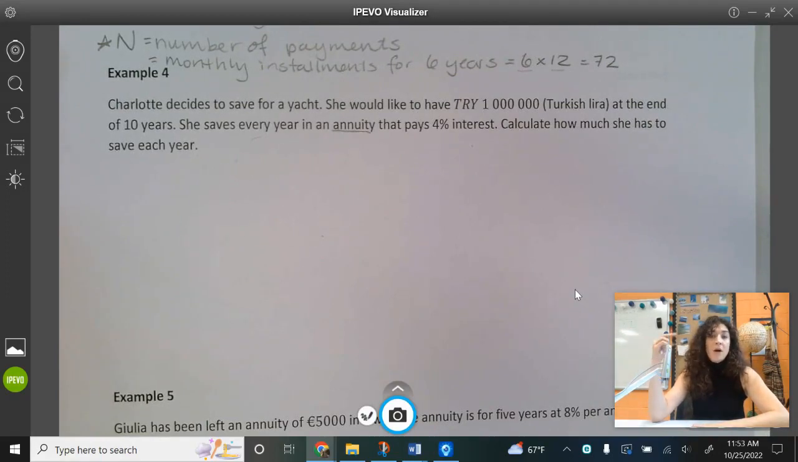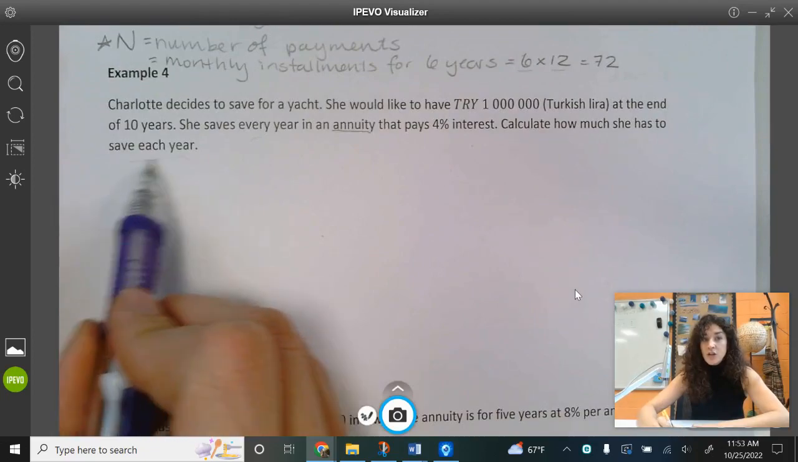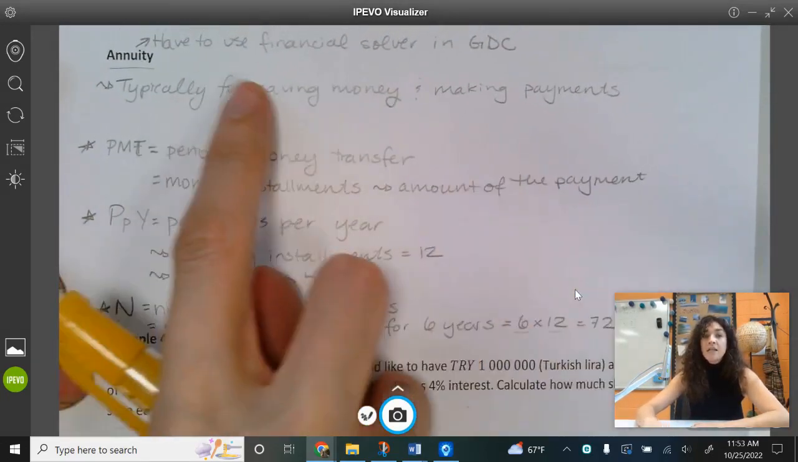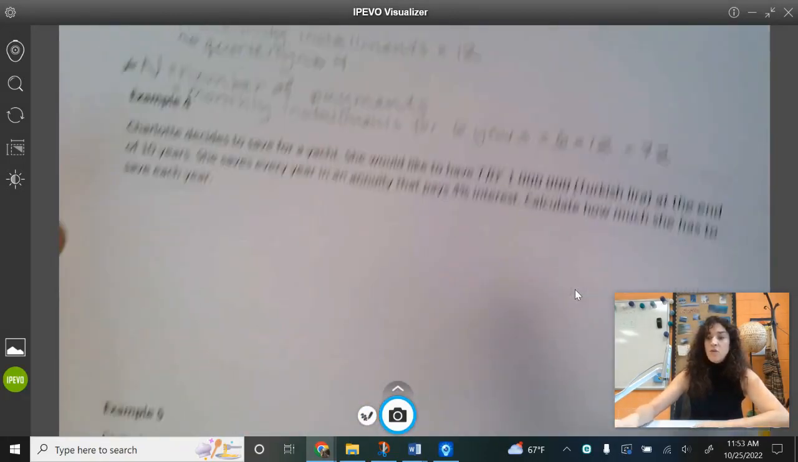We also know it's an annuity because we're talking about interest, we're talking about saving money. So we know that we're building up money and we're talking about an amount that she has to pay to the bank each year, right? Each year, how much does she have to put into the bank? So it's satisfying both of these things, saving money and making payments. So we know that it's that.